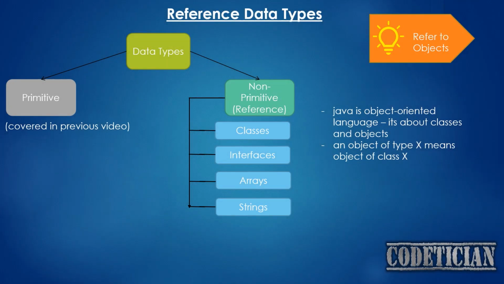Now, data types in Java, as we already discussed in one of our previous videos, are classified into primitive data types and non-primitive or reference data types. For primitive data types, you can check one of our previous videos. I'll put the link in the description. Non-primitive or reference data types are classes, interfaces, arrays, and strings.